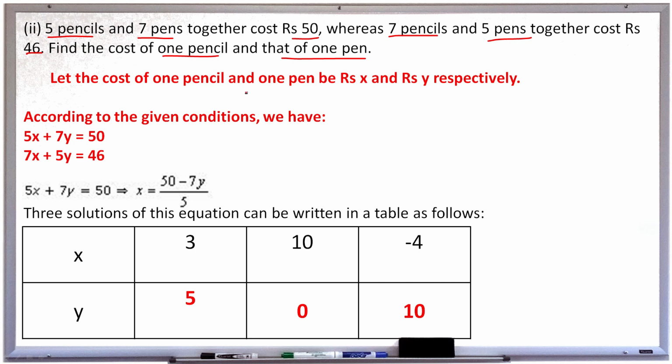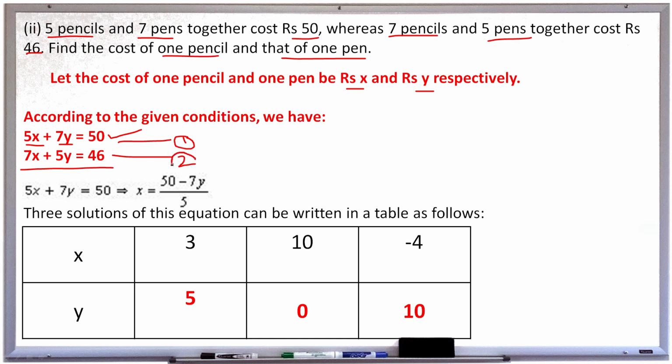Let us consider the cost of a pencil as x and of a pen as y respectively. According to the condition given in the sum, 5 pencils and 7 pens, so 5x plus 7y is equal to 50. According to the condition, we have written equation number 1. The second condition: 7 pencils and 5 pens cost 46 rupees. We are getting the second equation.